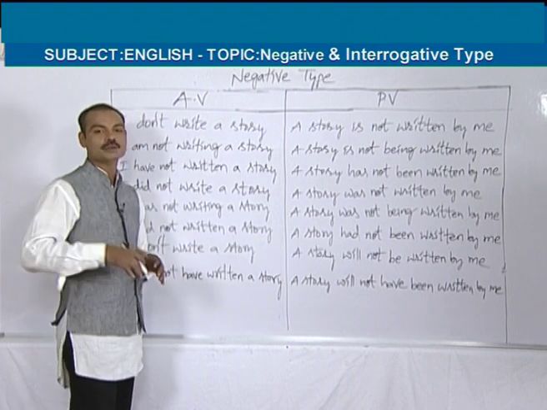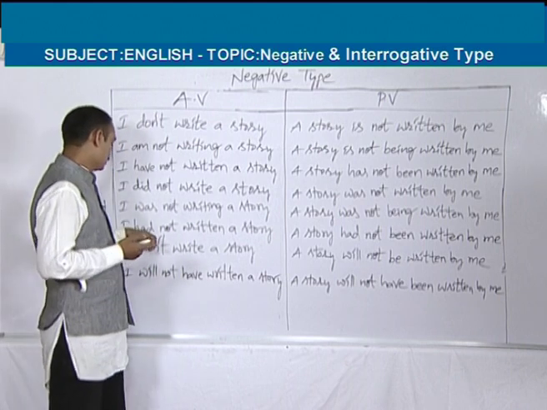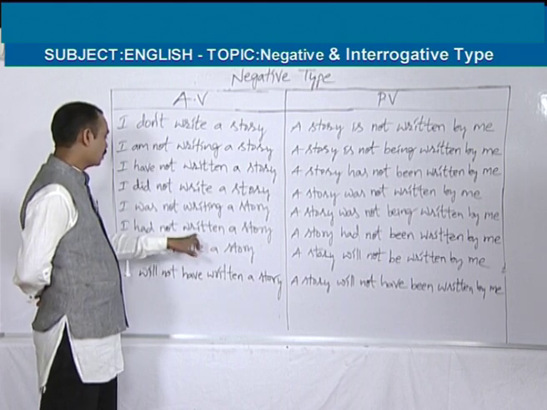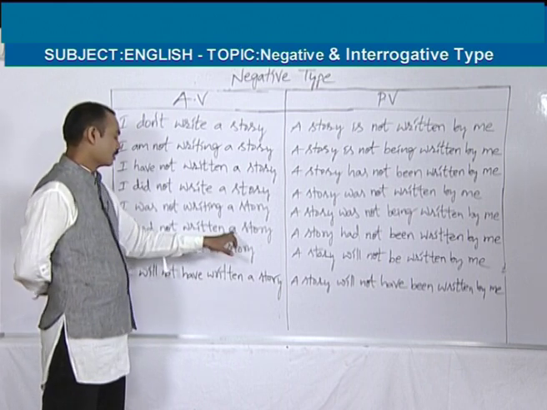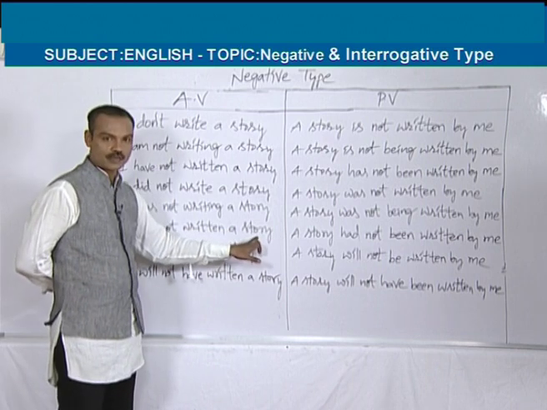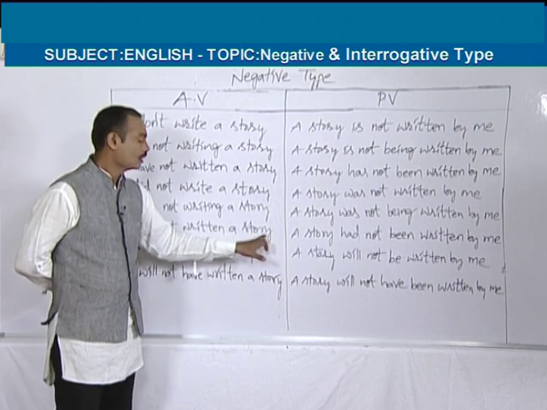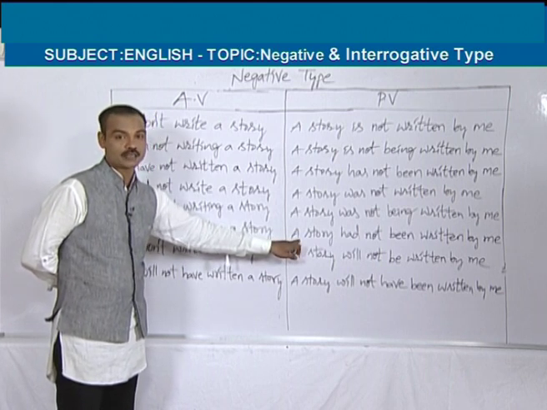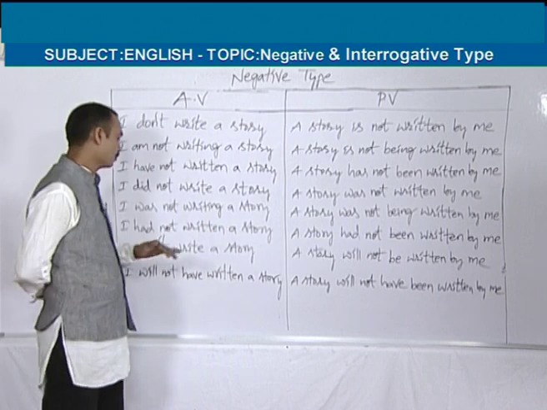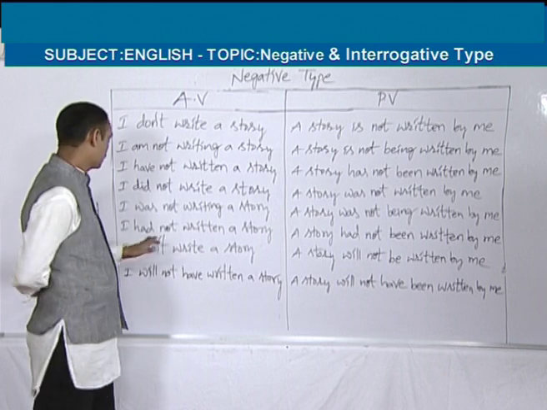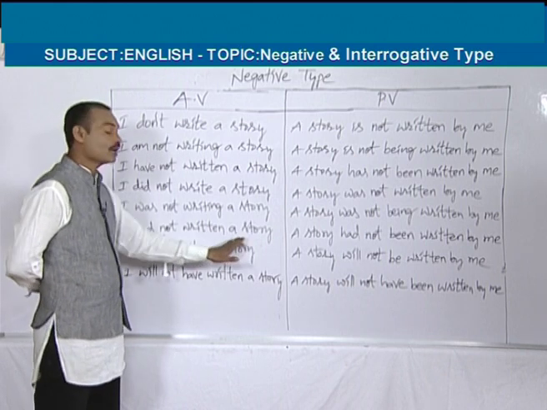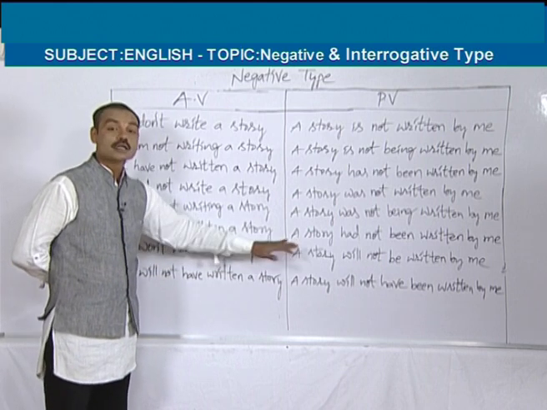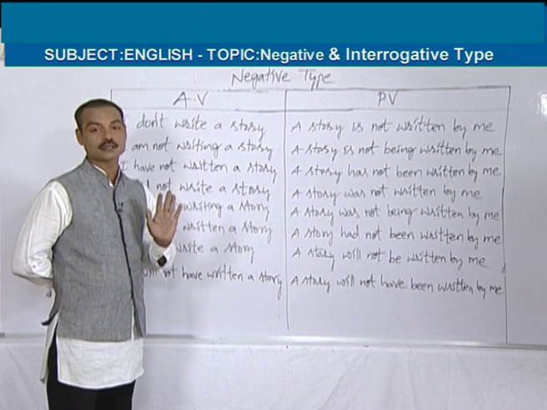I am going to give you one beautiful example. For example, Shravani had not asked a doubt. A doubt had not been asked by Shravani. So, doubt is a singular object. Okay. Now, let us see with plural object. Sujata had not asked doubts. Answer is: doubts had not been asked by Sujata.